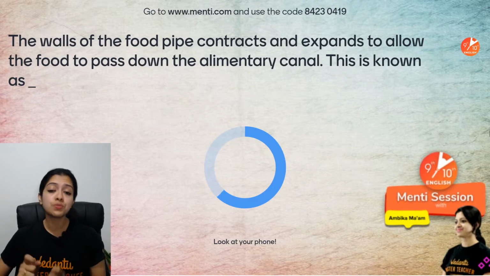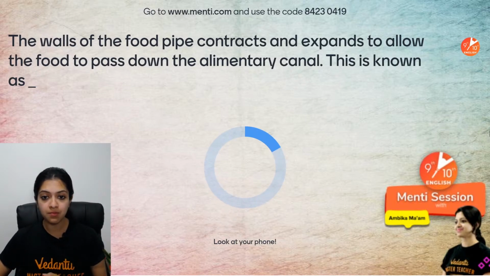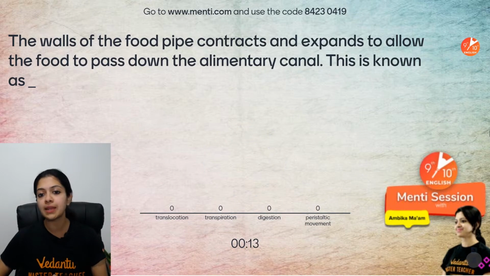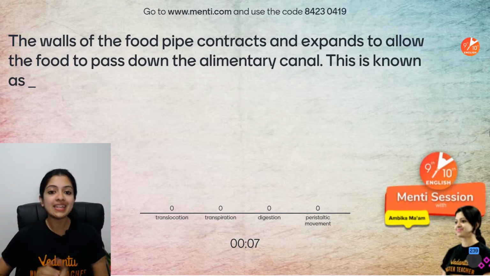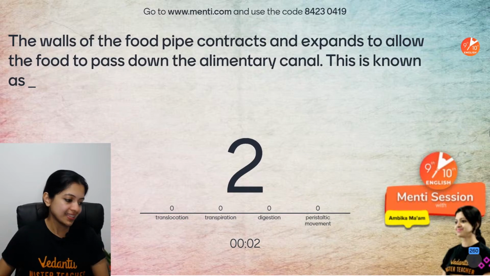The walls of the food pipe contract and expand to allow the food to pass down the alimentary canal. What do you call this? Translocation, transpiration, digestion, or peristaltic movement? What would be the answer?